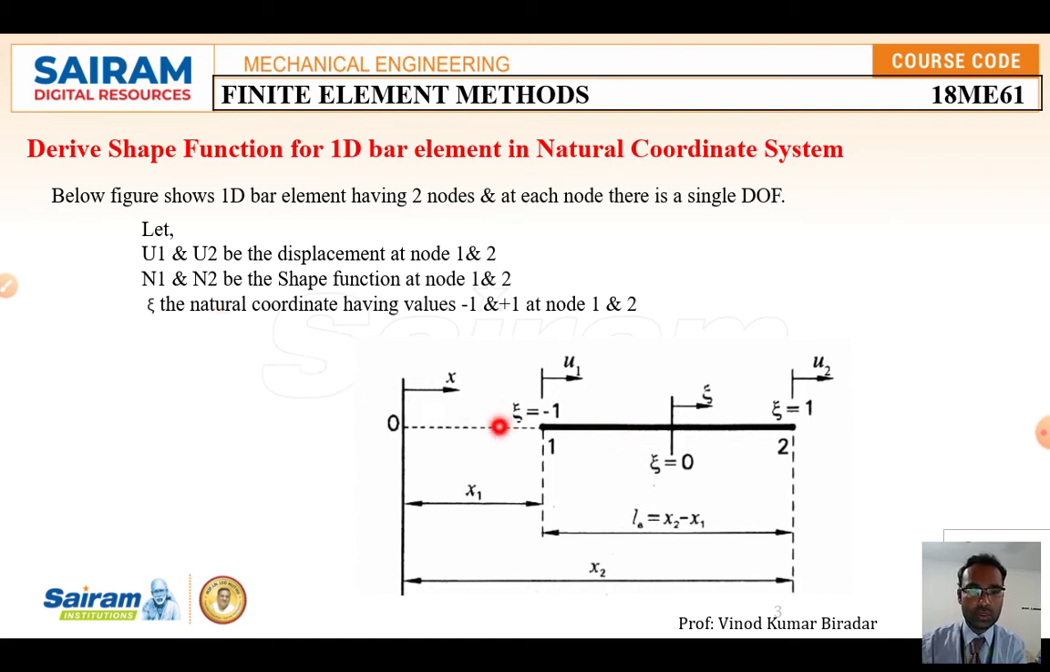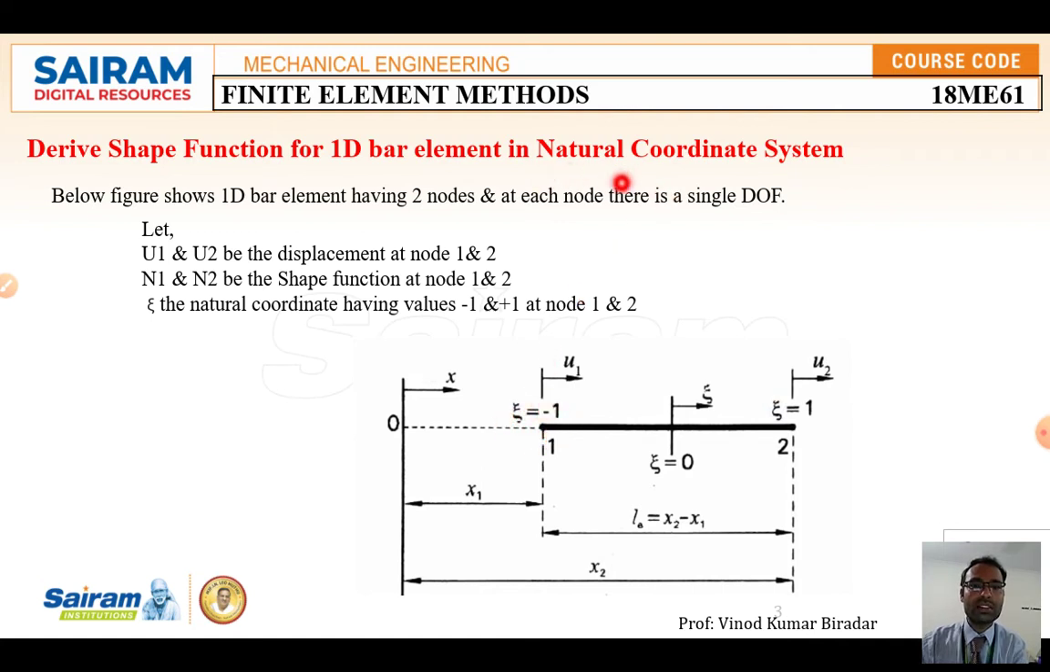Here the nodes are present. How many nodes are there? Two nodes, node number 1 and node number 2. The figure below shows the 1D bar, where D is nothing but dimension: a one dimensional bar element having two nodes, with a single degree of freedom at each node. Consider a one dimensional element, with node number 1 and node number 2. At node 1 the displacement is u1, at node 2 the displacement is u2, and these are the maximum values. Zeta (xi) is equal to 1 at node 2 and zeta is equal to -1 at node number 1.